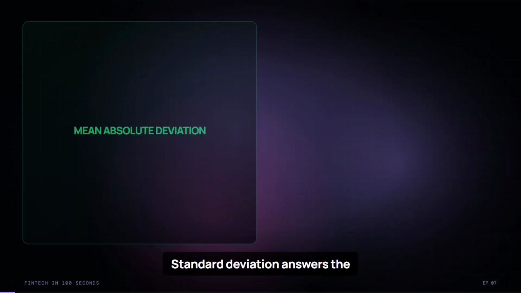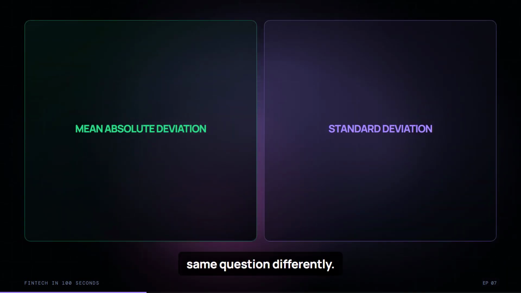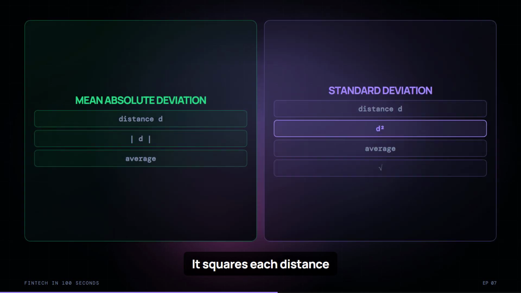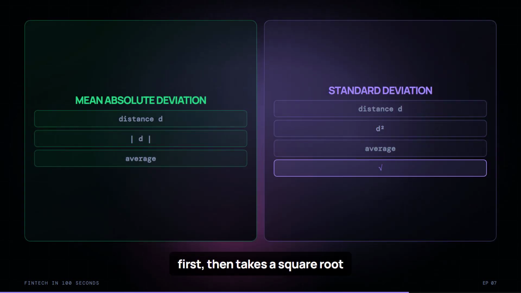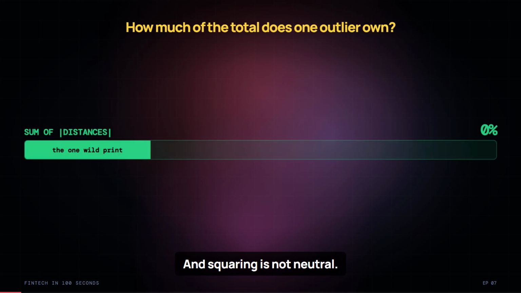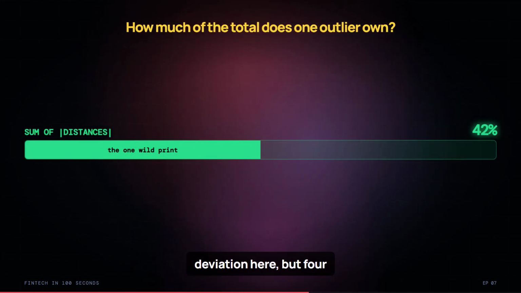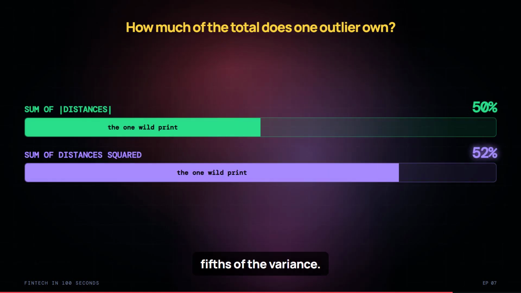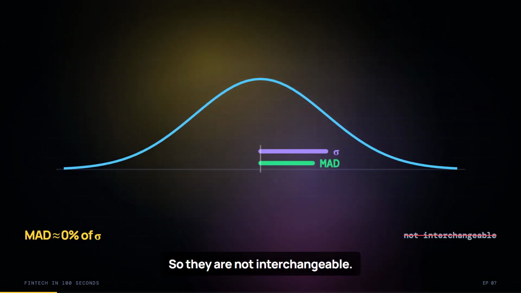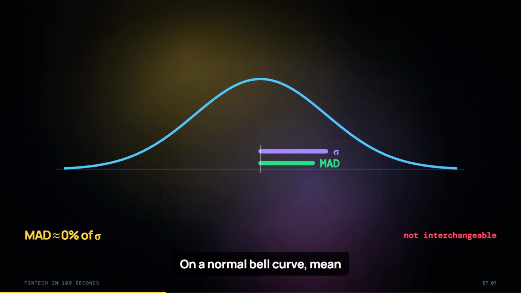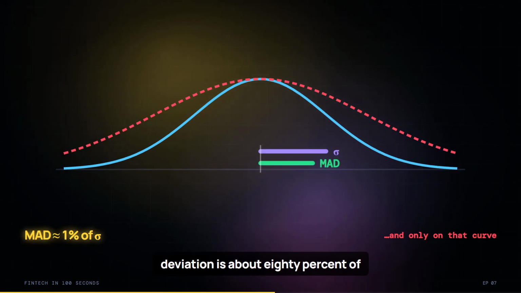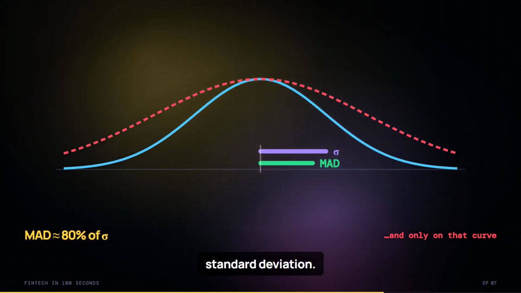Standard deviation answers the same question differently. It squares each distance first, then takes a square root at the end. And squaring is not neutral. One wild print is half of the mean deviation here, but 4/5 of the variance. So they are not interchangeable. On a normal bell curve, mean deviation is about 80% of standard deviation.